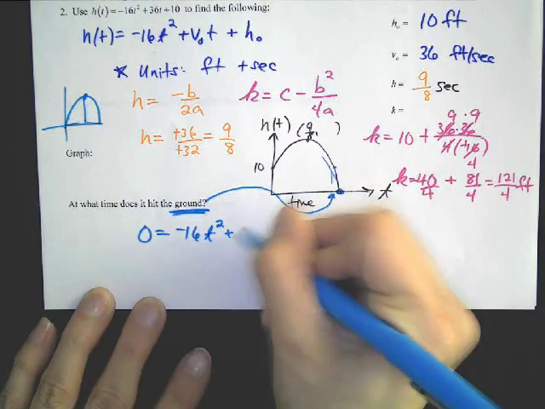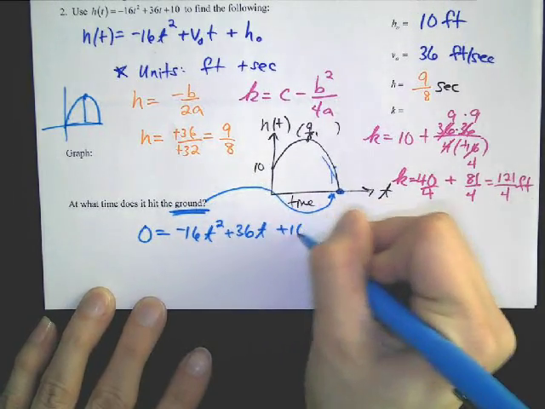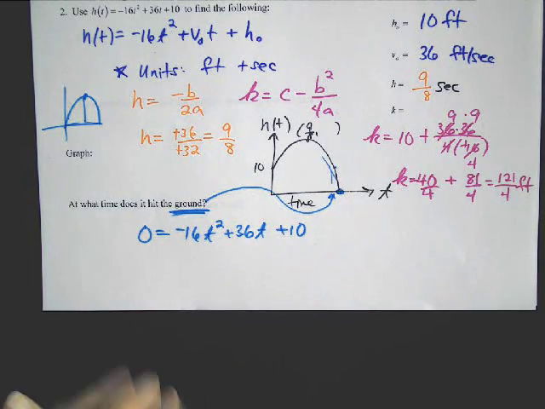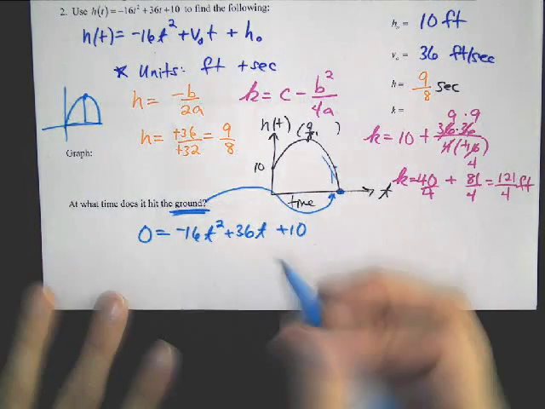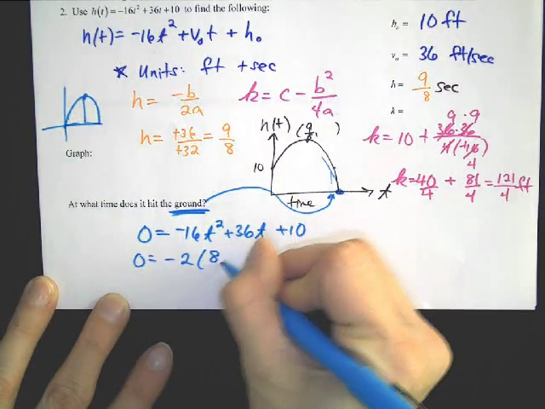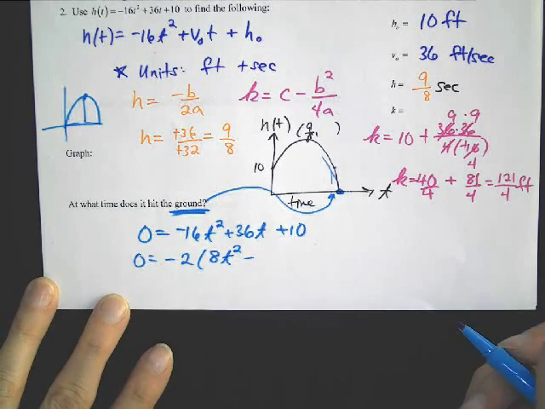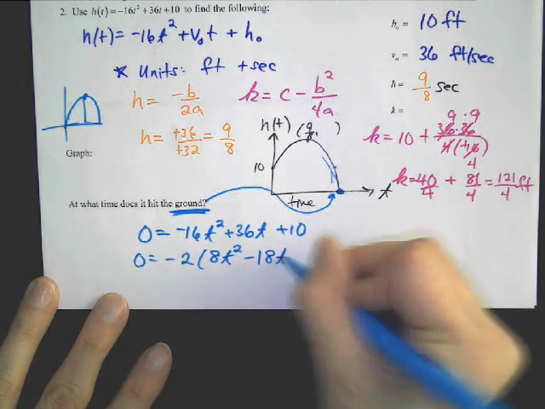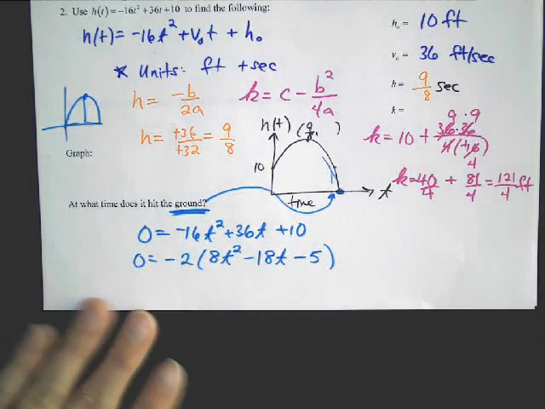And then we're going to have to go ahead and see if we can factor. Can you take a number out to make the factoring easier? Negative 2? Take out negative 2. That gives us 8t squared minus 18t minus 5.